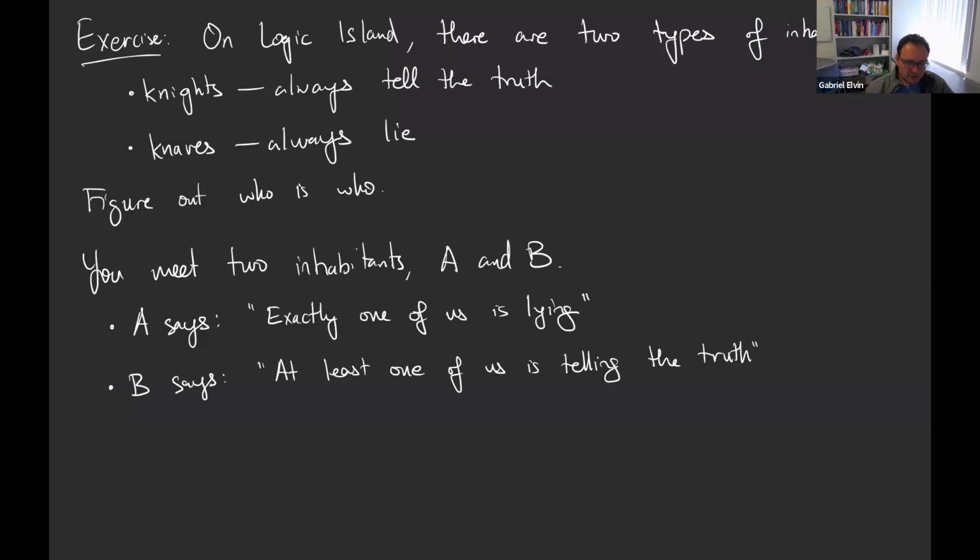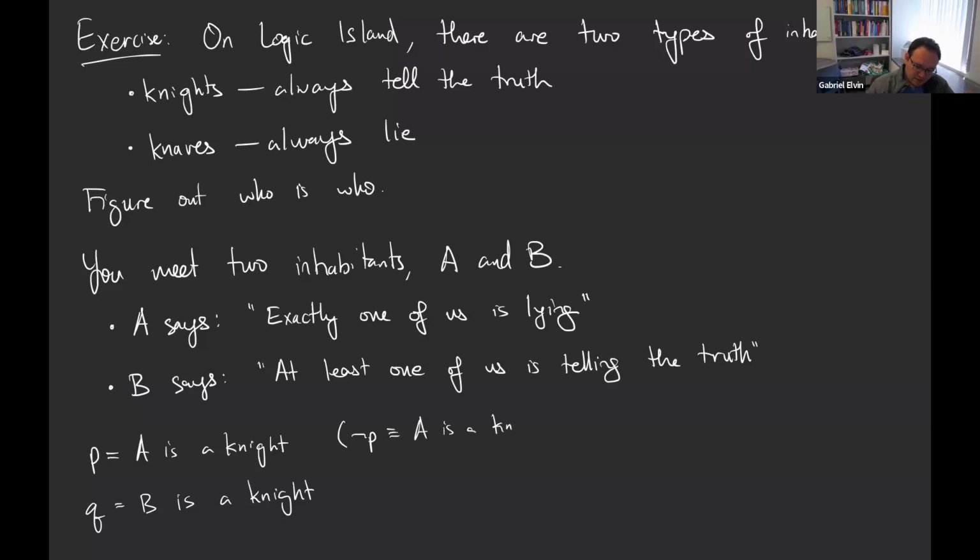So first, we need to know who's a knight and who's a knave. We'll say P is the proposition that A is a knight. And Q is going to be that B is a knight. And this is really all we need because then not P is that A is not a knight, but since Logic Island only has two types of inhabitants, they must be a knave. So not P is equivalent to that A is a knave. And similarly for not Q.